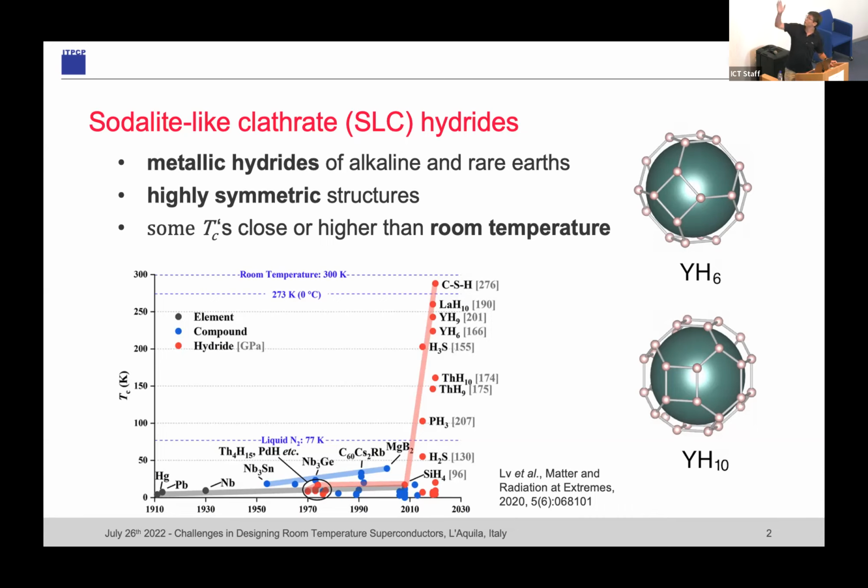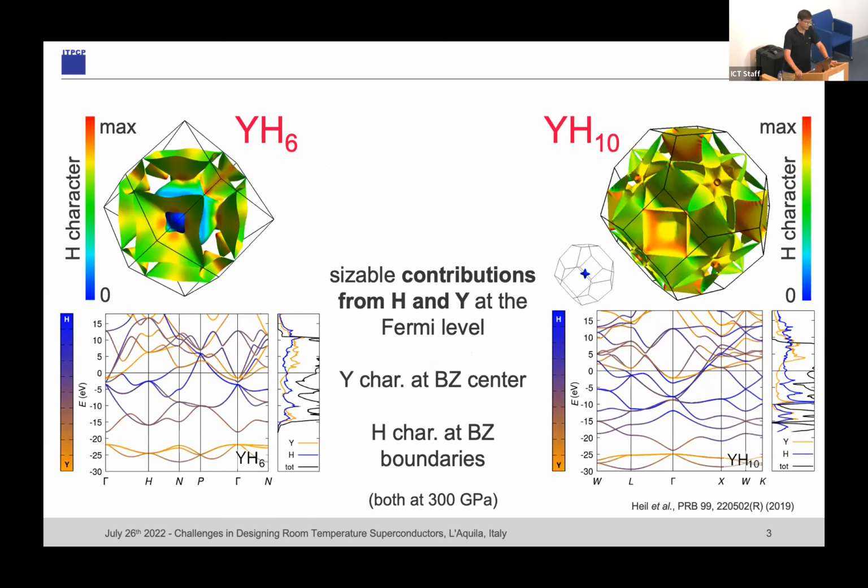So first of all, the binary ones, yttrium H6, yttrium H10, for example. If you look at the electronic structure, on the top figures are the Fermi surfaces dressed with respect to the hydrogen content, and the bottom figures are the electronic band structures along the high symmetry lines. Something that has already been mentioned before, what's important is that you have a lot of hydrogen states at the Fermi level. This is also what you can see here. Greenish, yellowish, reddish colors would be a lot of hydrogen, bluish colors would be very little hydrogen.